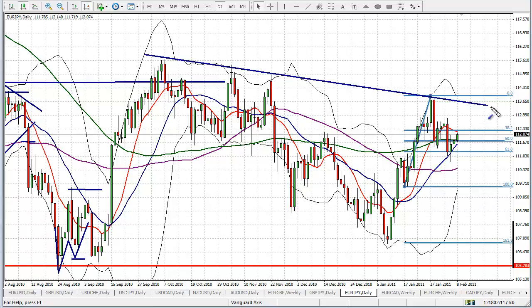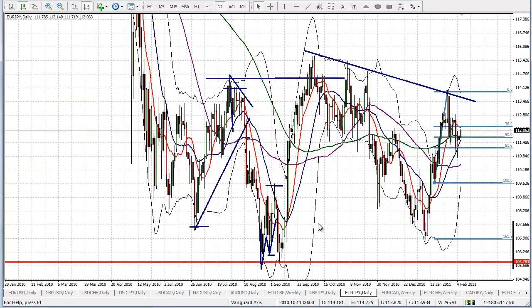If this does occur, we're going to be looking for a break of this high before entering a position for a longer term move higher, as the market is still trading below this downward sloping trend line. Given the problems within the Eurozone still ongoing, the Euro yen may see quite a bit of volatility, as it has experienced over the past few months.